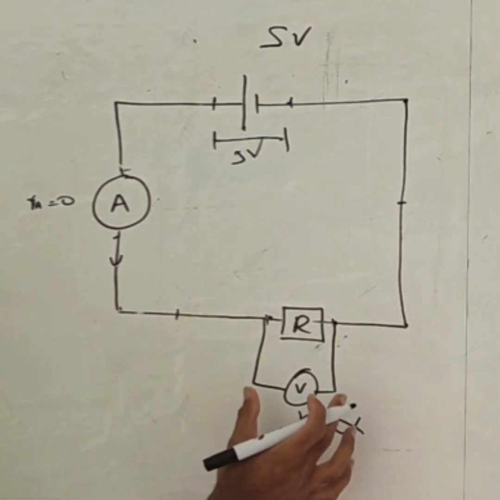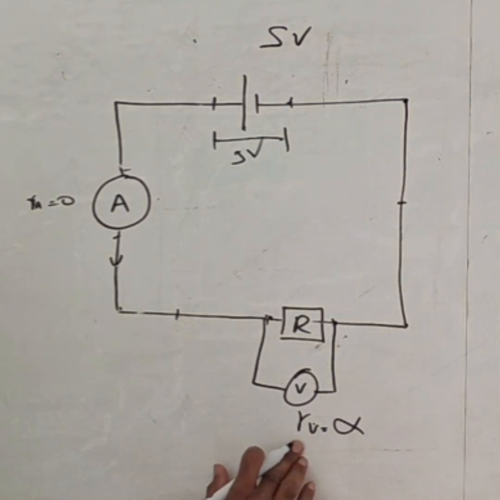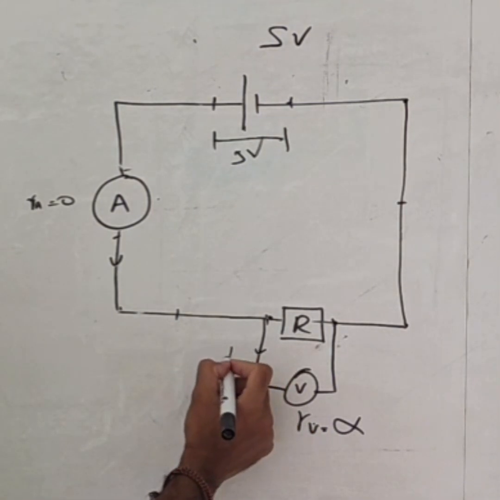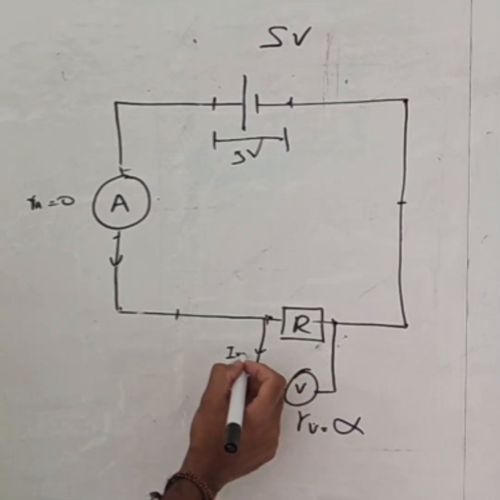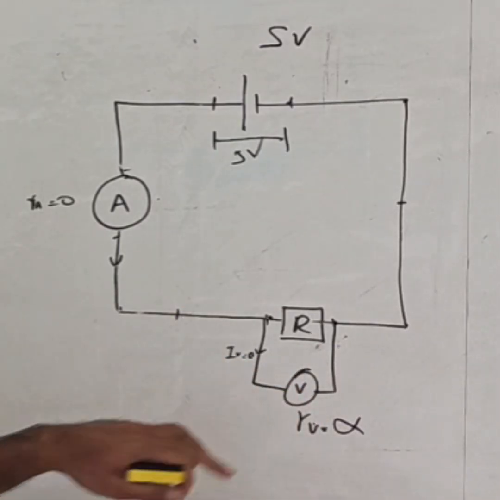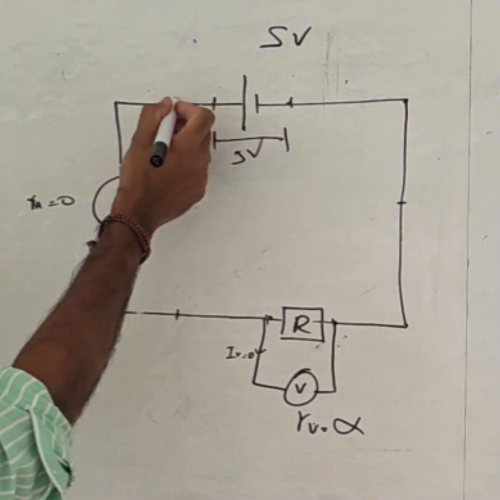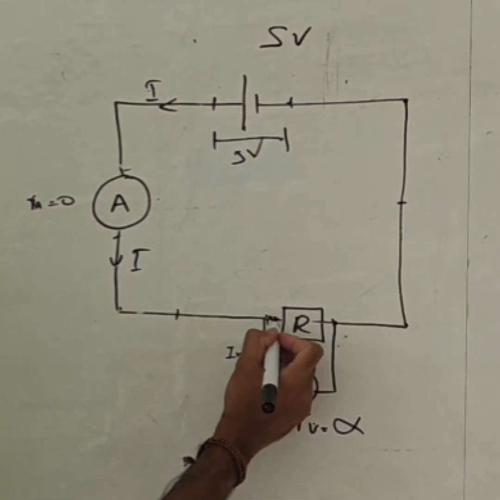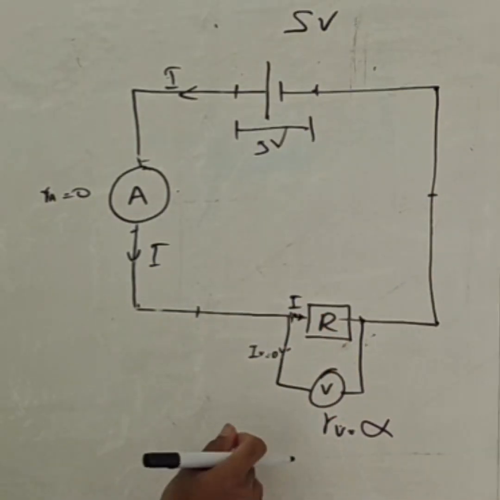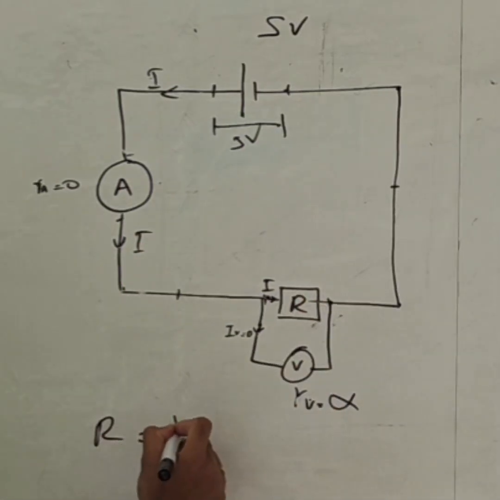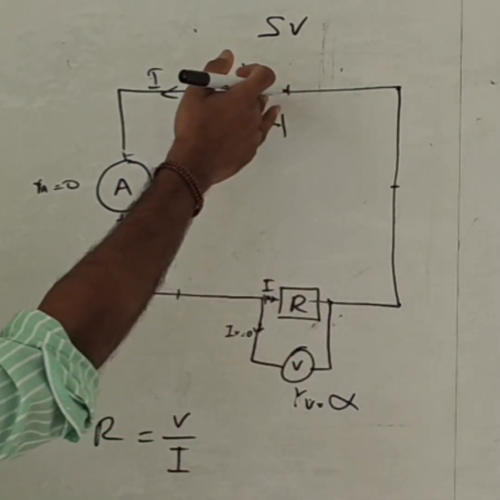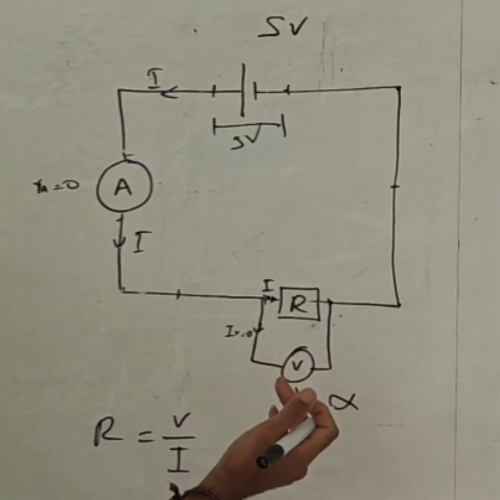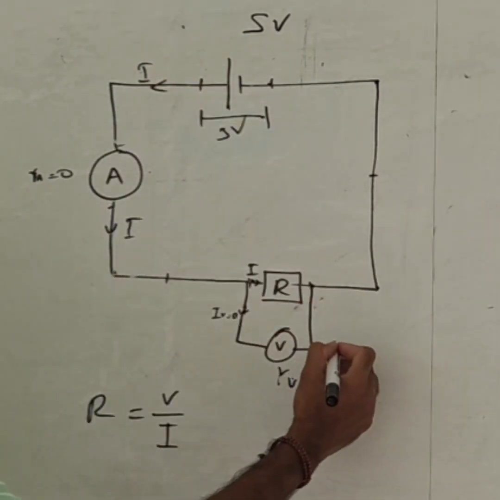And if you consider this voltmeter, as the voltmeter resistance is infinity, we can say that there is no current, so IV is equal to 0. The current going through this one is 0. So whatever current comes through this circuit, say I, the same current I goes through here, and there is no current through this loop. We already studied R is equal to V over I. So we connect the battery and read all these readings. If all of them are ideal, this voltmeter will read 5 voltage.